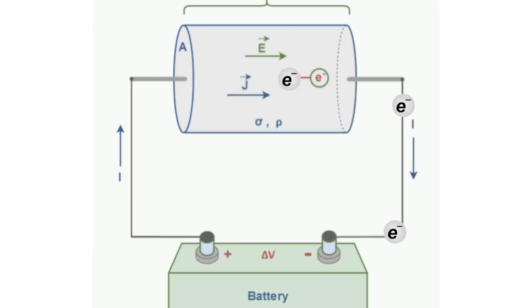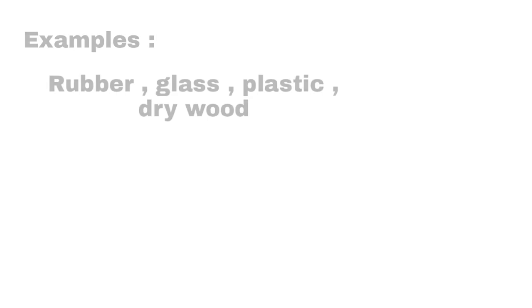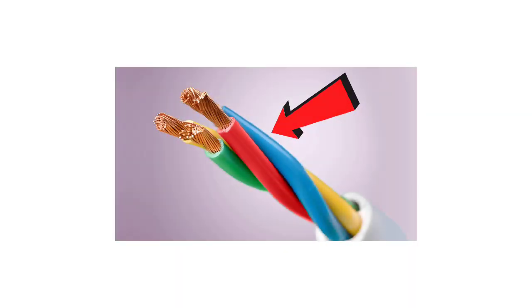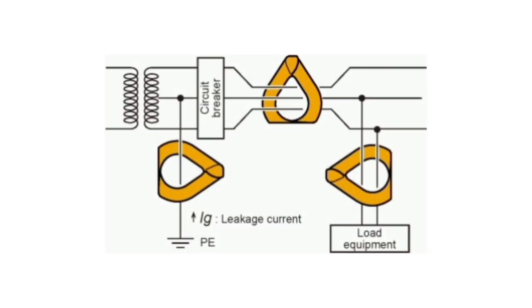Now let's look at the opposite. An insulator does not allow electric current to flow easily. Examples include rubber, glass, plastic, and dry wood. Insulators have very few free charge carriers available for conducting current under normal conditions. That is why plastic and rubber are often used around electrical wires. They help prevent unwanted current flow and protect us from electrical hazards.